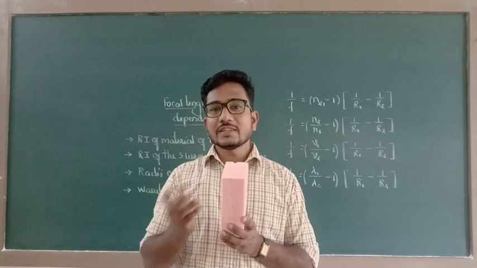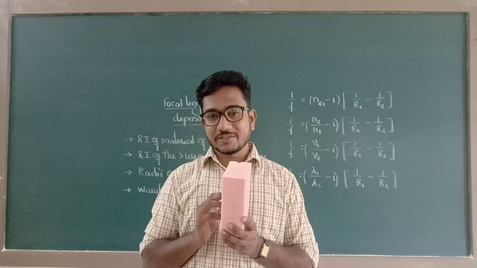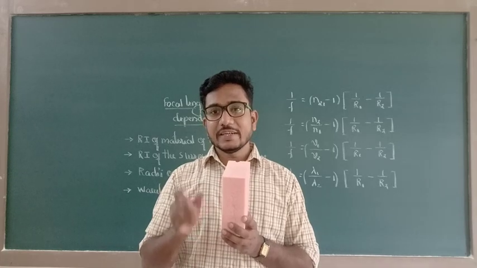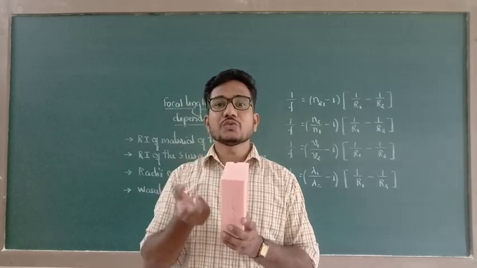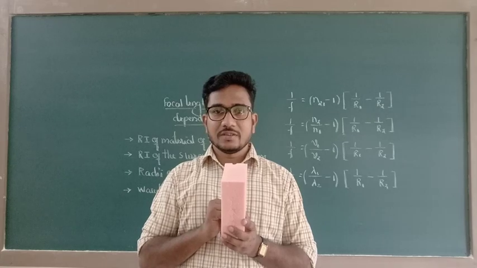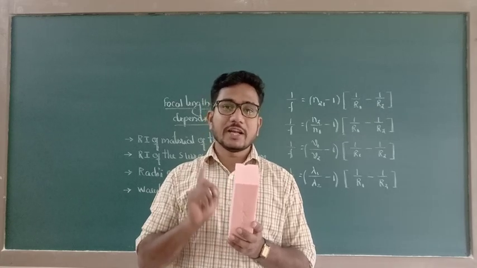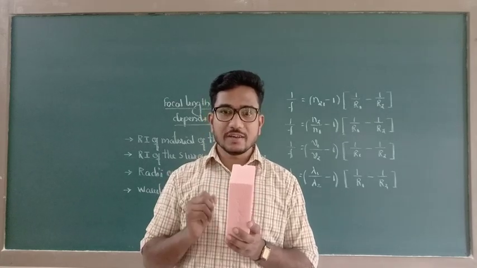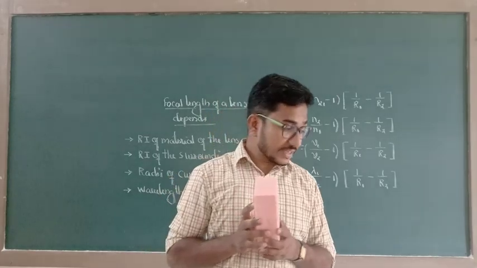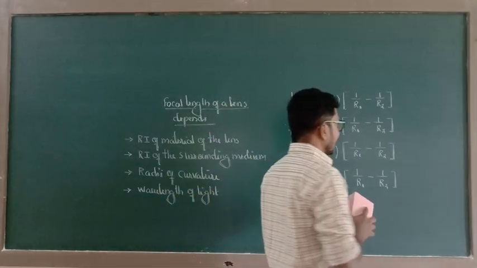In another way we can say, the ability of the lens to diverge or to converge a light beam is known as the power of the lens. So the next concept is power of the lens.